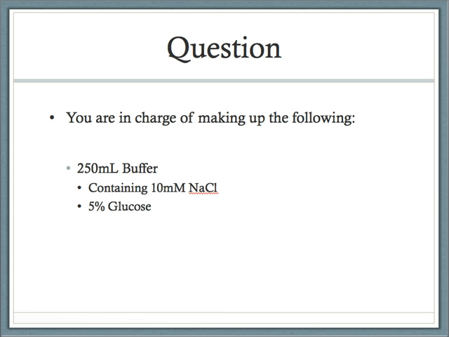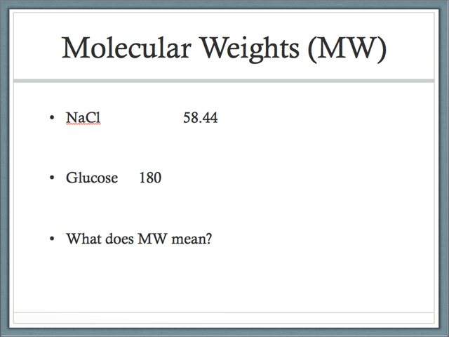You have to make up a buffer of 250 mLs containing 10 millimolar NaCl and 5% glucose. So note the volume and note the amount of each salt, the concentration that you require. We have to first think of molecular weights. Molecular weights are the components' atomic masses added together. So Na and Cl would give you 58.44.